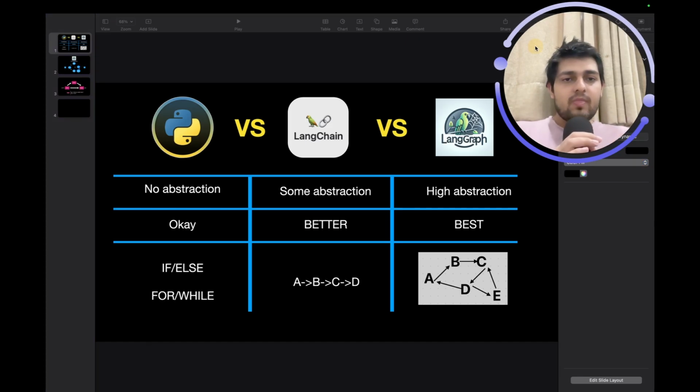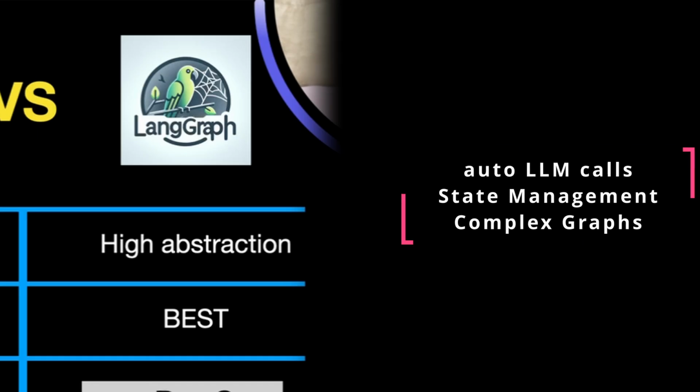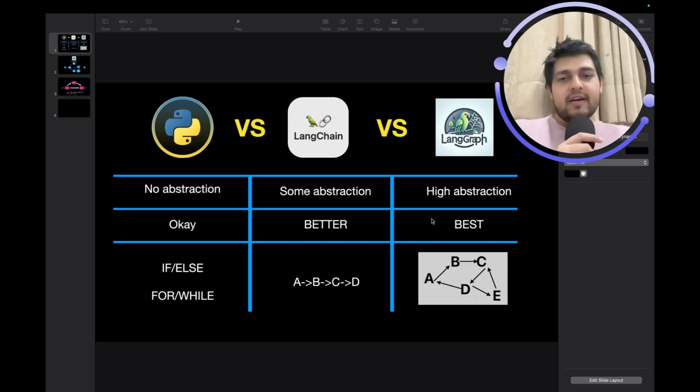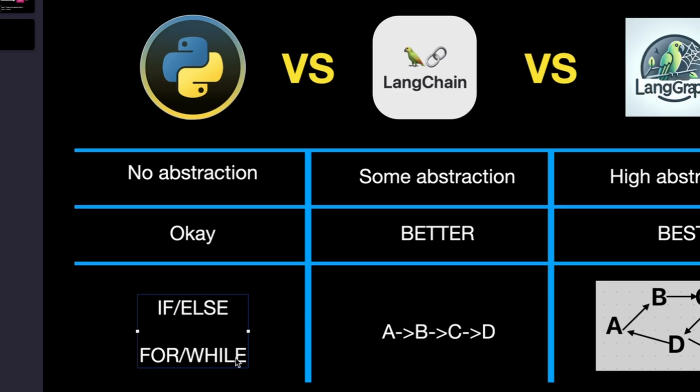But in LangGraph, there is an even higher level of abstraction. Even the functions that we use in LangChain can be replaced with newer functions. So we'll get to it. Creating your AI agents with Python is okay. With LangChain, it's far better, and with LangGraph, it's the best way to make AI agents in 2025.